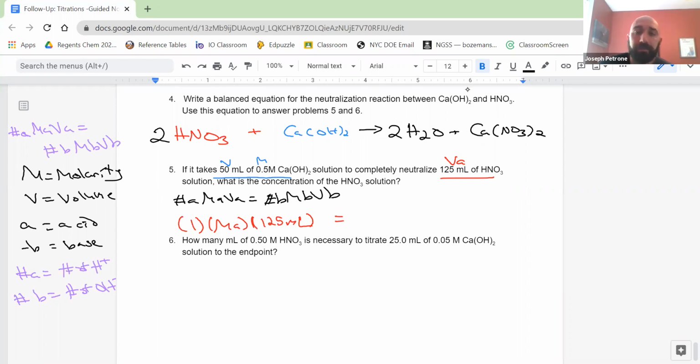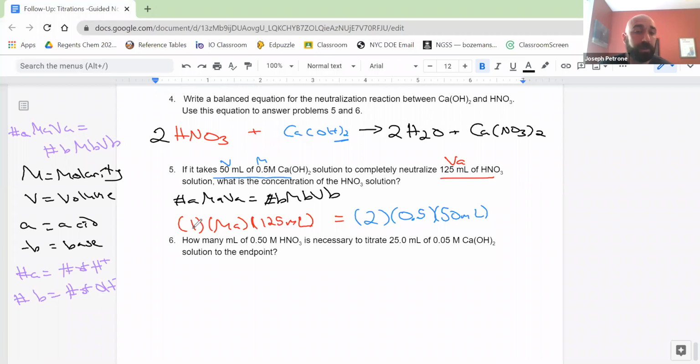Now for our base, calcium hydroxide has 2 hydroxide ions. So we're going to use that to start off this side. So 2 is going to go there. Our molarity is 0.5, and our volume is 50 milliliters. So once again, we're just going to do the math to get this all taken care of. So our right side is going to be 2 times 0.5 times 50, which comes out to 50.